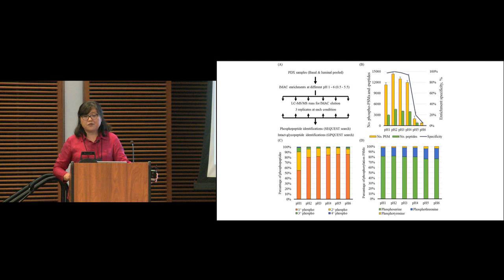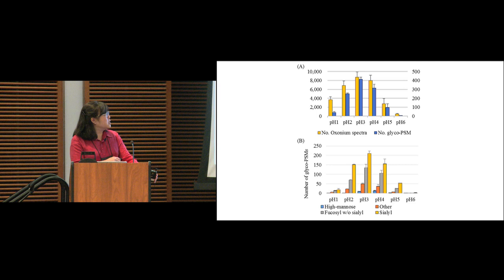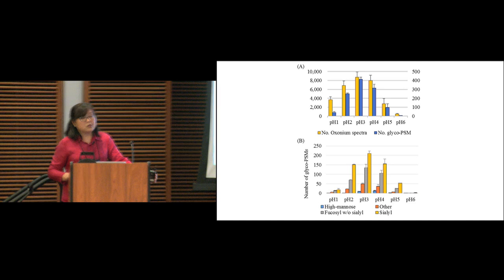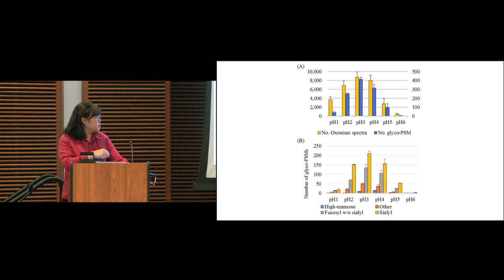For glycopeptides, you can see that pH 3 showed the optimal enrichment, but compared to the phosphopeptides, the pH distributions seem to overlap quite a lot. So we basically could not use pH to specifically separate the phosphopeptide enrichment from the glycopeptides. This result also shows that with IMAC enrichment at different pH, the majority of the enrichment comes from sialic acid containing peptides, and neutral glycan-containing peptides, for example oligomannose-containing peptides, are generally low throughout all the pH values.